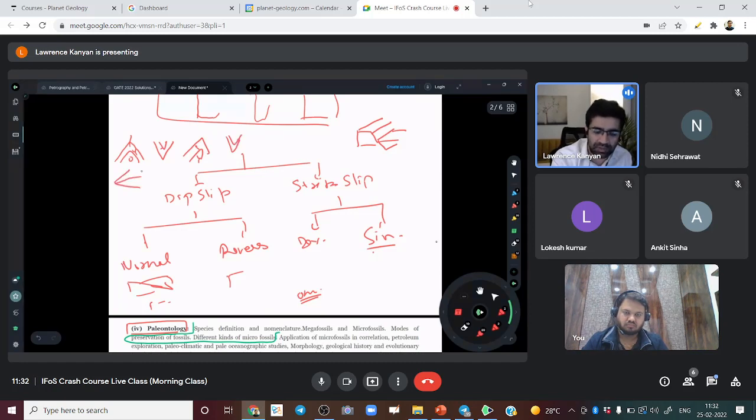Neutral fold can be of 2 types. It can be recumbent or it can be vertical fold. See, both of them are closing sideways. So 6 types done. So this is another one, based on closure.